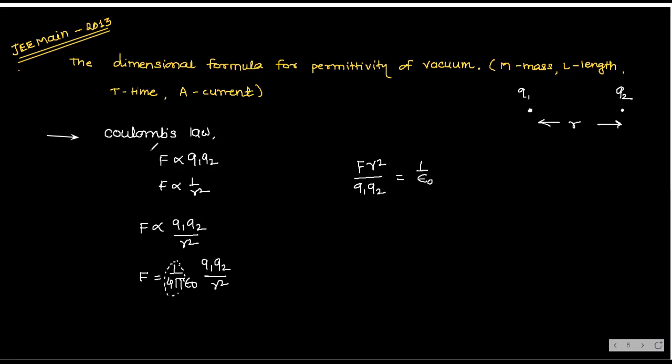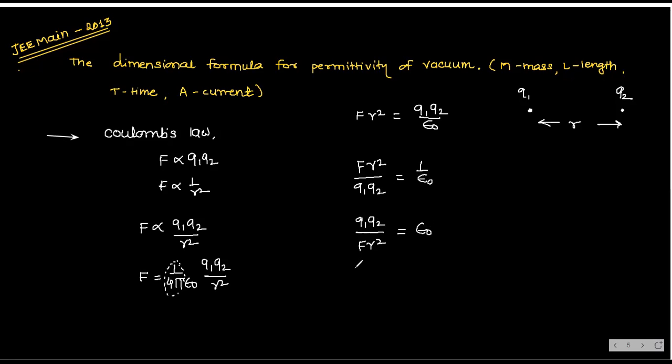I transferred this R square to this side. So R square F is equal to Q1 Q2 by epsilon naught. Then again I transferred Q1 Q2 also. Or shall I do one more step? So see here, F R square is equal to Q1 Q2 by epsilon naught. And then this Q1 Q2 also I transferred here, and you are getting this step. Now I think you don't have doubt. Right. Now take reciprocal. So I am taking reciprocal. So Q1 Q2 divided by F R square is equal to epsilon naught.